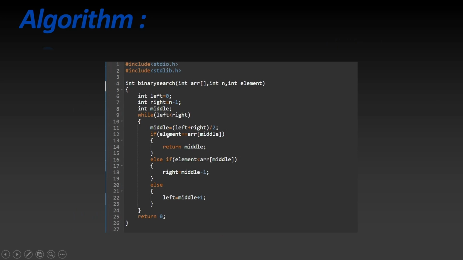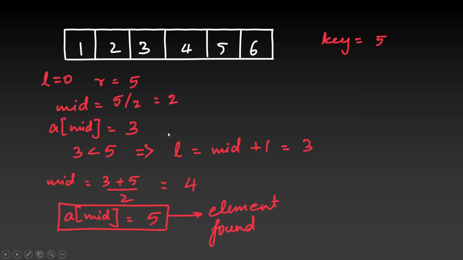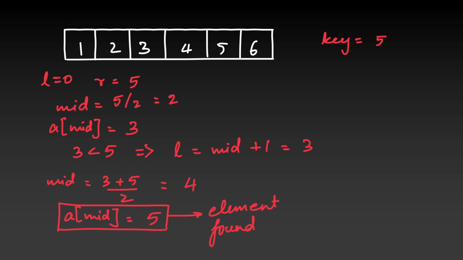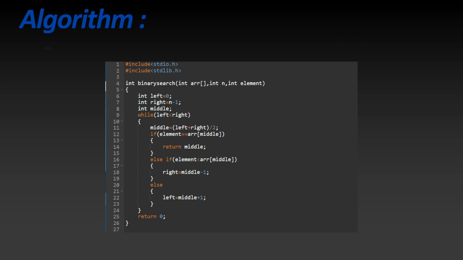Now we check if the element is equal to A of 2. So our element is 5 and A of 2 is 3. So we have 5 not equal to 3. Hence we move on to the next case. Here we have element lesser than A of mid. So 5 lesser than 3, which is again not true. So then we go to the last case, else.